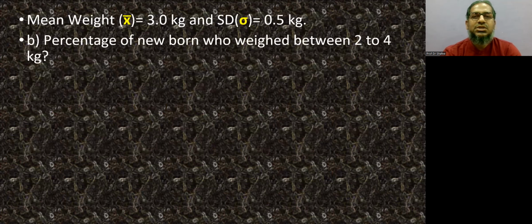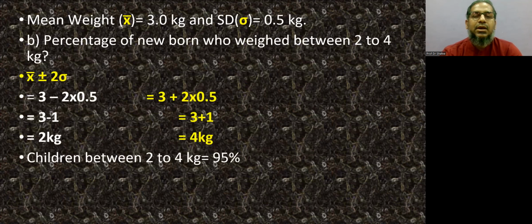Now coming to the second question, it is asked what is the percentage of newborn babies between 2 to 4 kg birth weight. So we have to find the range of normality, that is mean plus minus 2 standard deviation. First we find the values for minus 2 standard deviation and then plus 2 standard deviation. Mean is 3, 2 into standard deviation, that is 0.5. So it is 3 minus 1, that is 2 kg.